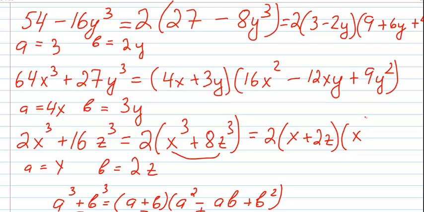Then we need to square a, x squared, minus, and multiplying a by b becomes 2xz. And finally, we need to square our b, and 2z squared is 4z squared. And this is our final answer. And 2, again, is part of our final answer.